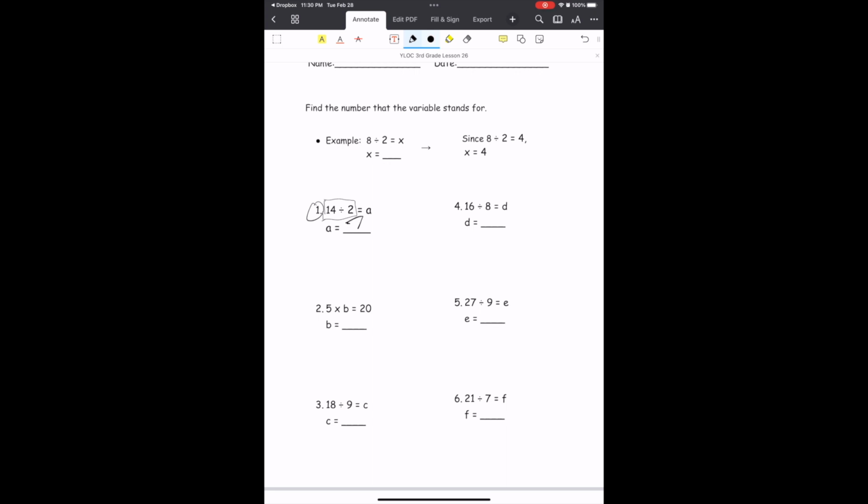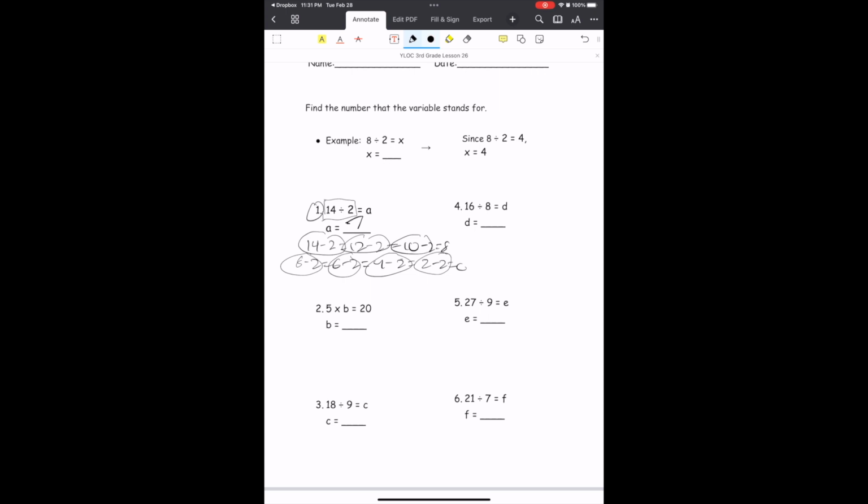If you guys need help, you could always do 14 minus 2 is equal to 12, minus 2 is equal to 10, minus 2 is equal to 8, 8 minus 2 is equal to 6, minus 2 is equal to 4, minus 2 is equal to 2, minus 2 is equal to 0. So that's 1, 2, 3, 4, 5, 6, and 7. So your answer is 7.